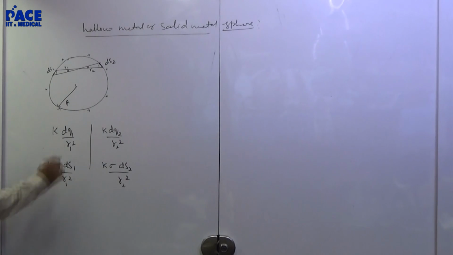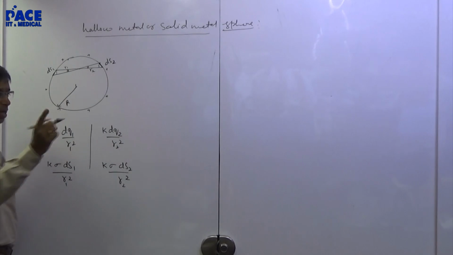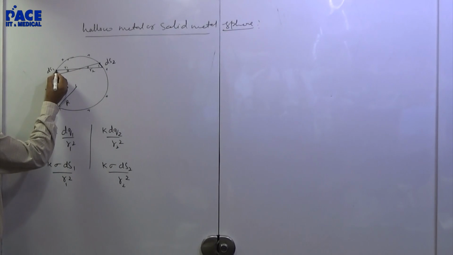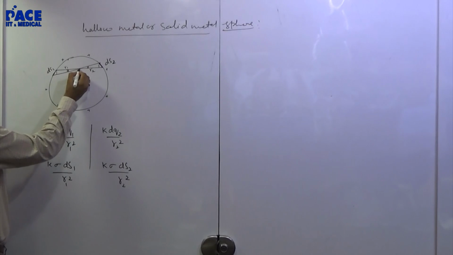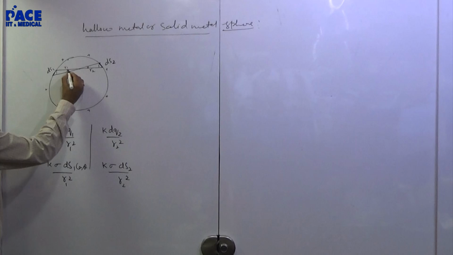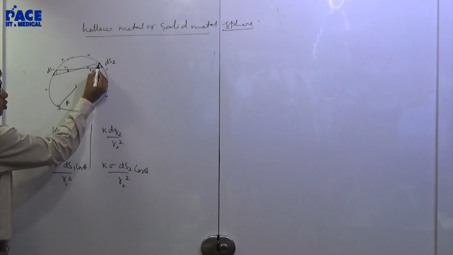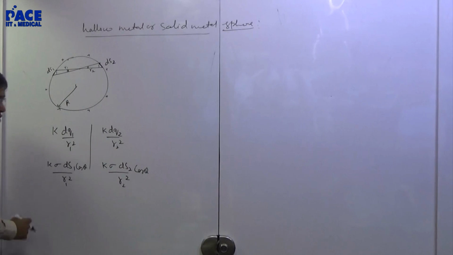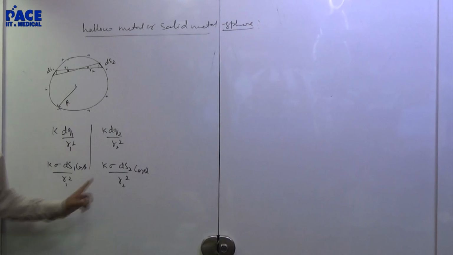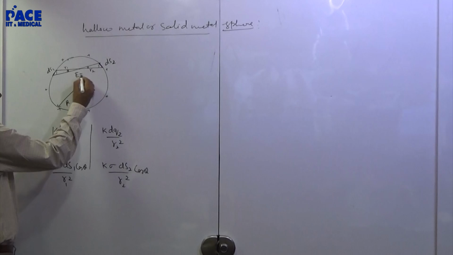Right? Now the vertically opposite solid angles will be equal. For that, I cannot say ds1 by r1 square is the solid angle. I can tell you ds1 cos theta by r1 square will be the solid angle. Similarly, ds2 cos theta by r2 square will be the solid angle. Both the solid angles are equal. If both the solid angles are equal, these both will be equal. Hence the field inside will become zero.